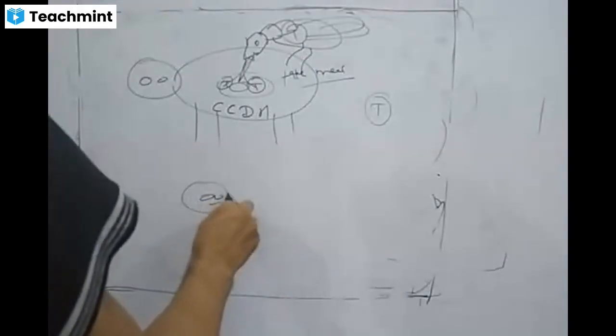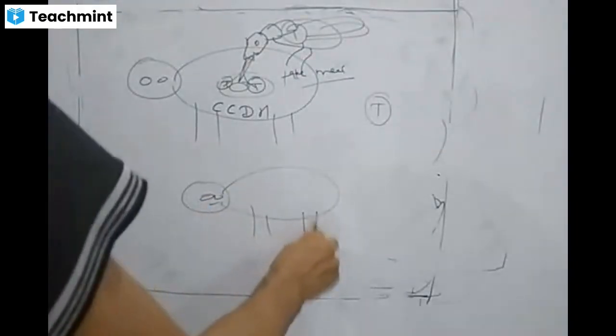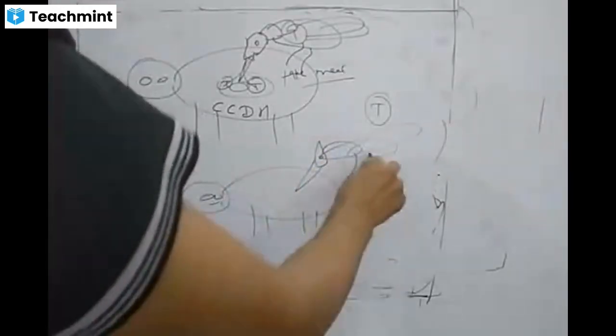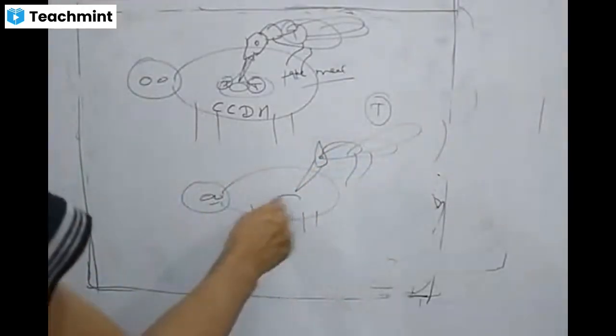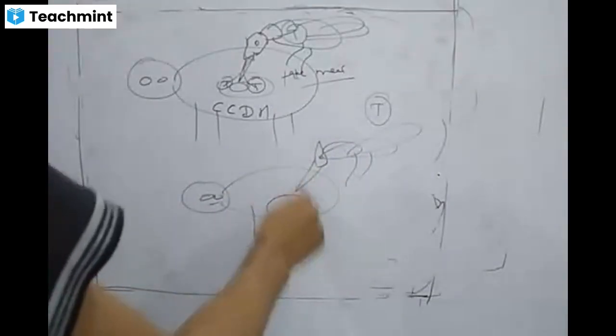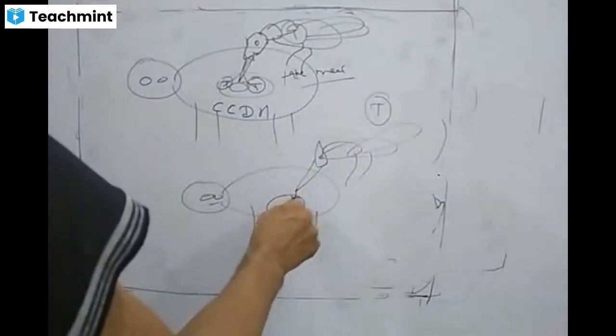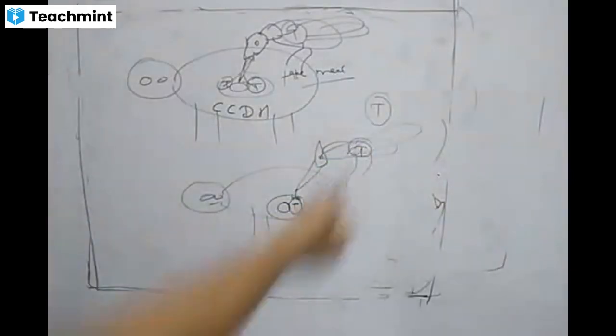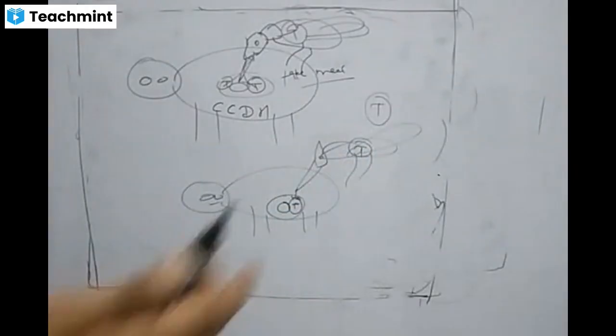Suppose this is the next animal. Tabanus reaches here, and it will bite this animal, and during the bite, what releases? The form trypomastigote, because there is no development from amastigote.